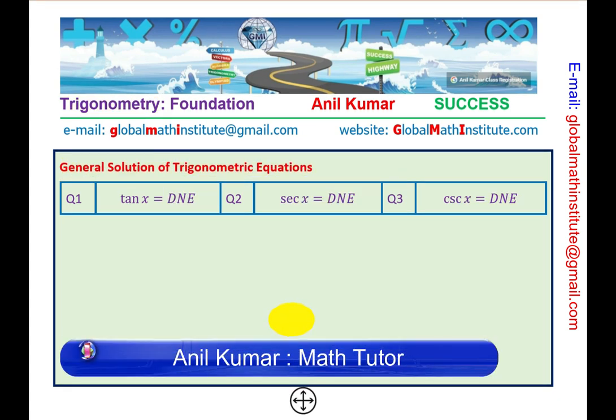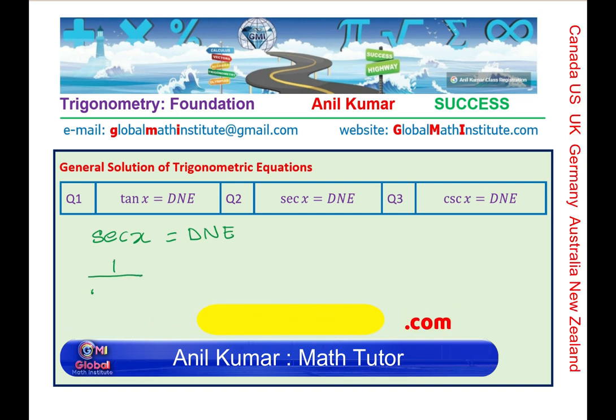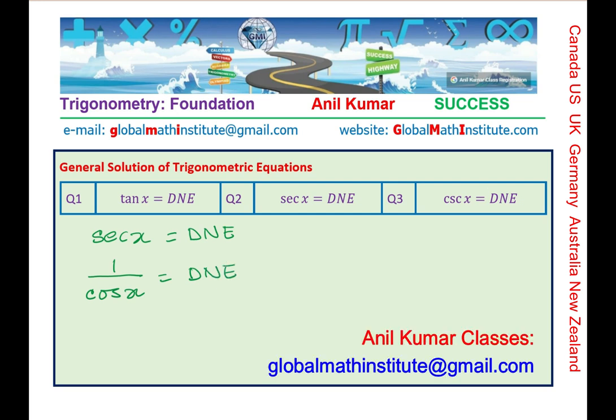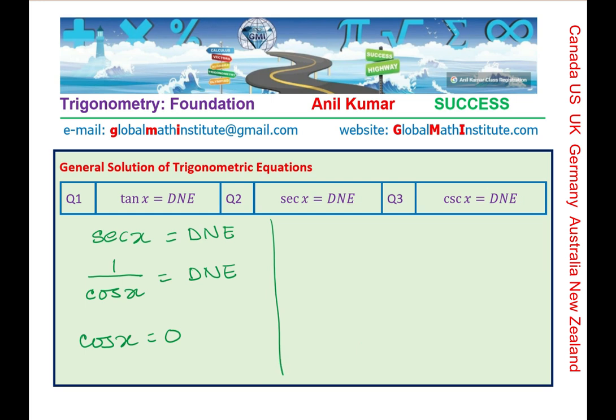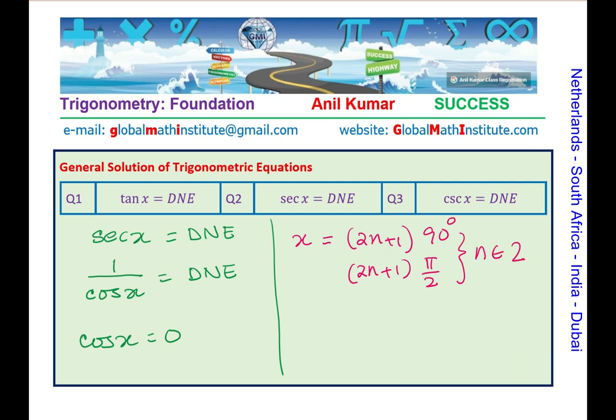Let's look into question number 2 now, which is secant x does not exist. When will that happen? Well, secant x means 1 over cos x. And as we saw, those values when cos x equals 0 are the answers. So we have exactly the same answer here. We can say x equals odd multiples of 90 degrees, or it is 2n plus 1 times pi by 2, where n belongs to the set of integers. Is that clear to you?